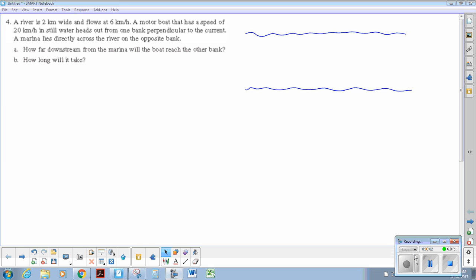Okay, this is question 4 from the second part of lesson 5. Always get a question about this one every year, just because it's tricky to wrap your head around. So we have, in this case, a river, and I've already drawn my river. It's 2 kilometers wide, and it flows at 6 kilometers an hour.